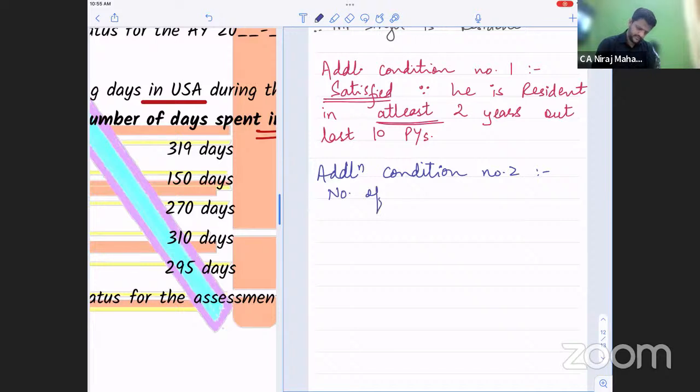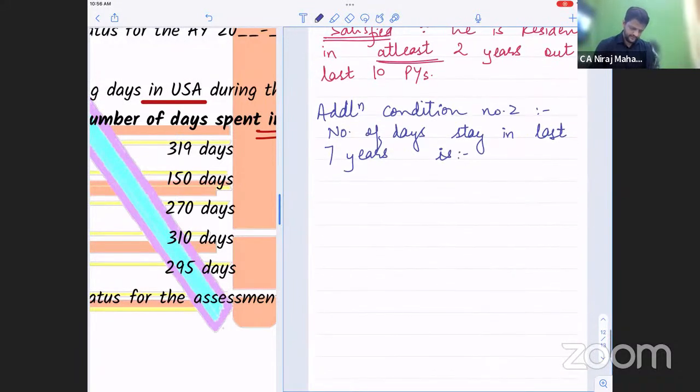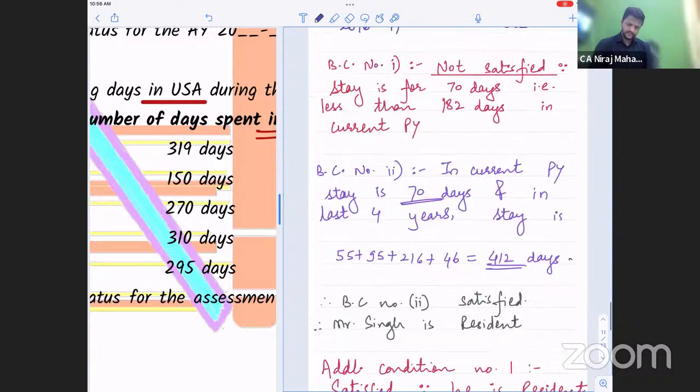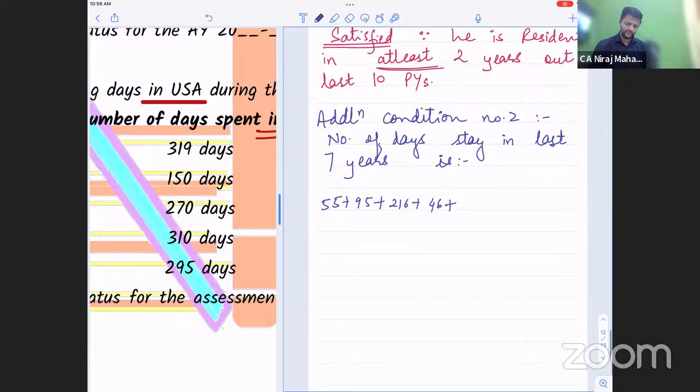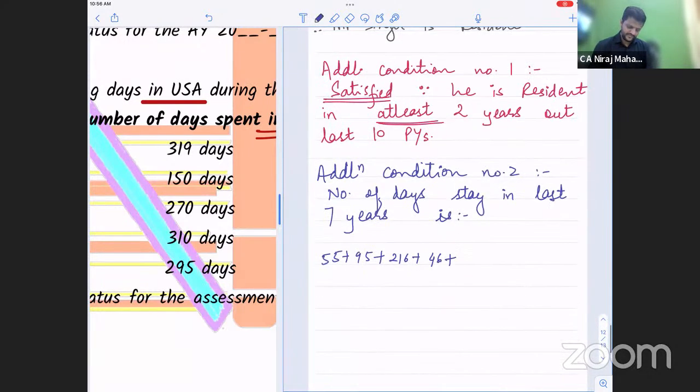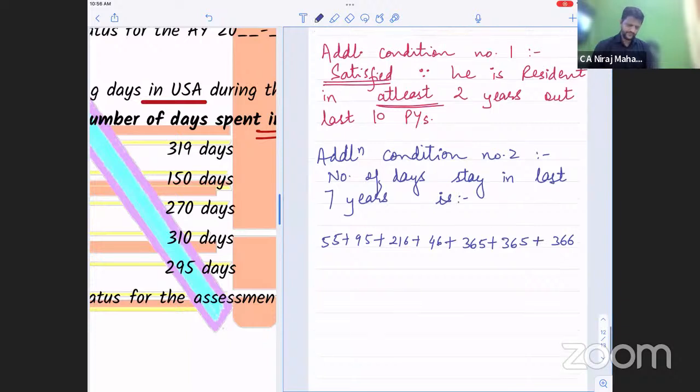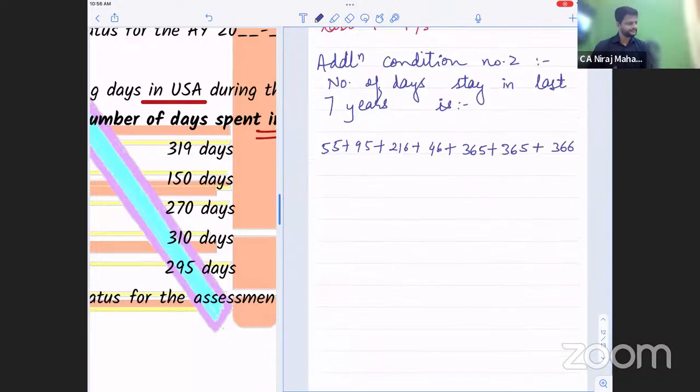Number of days stay in last 7 years is. Check now. Again, I'm writing all the days. 55 plus 95 plus 216, 46. 1, 2, 3, 4. 365, 365, and I think 366. Correct? Right, all of you? Check. 2016 is a leap year, no? 1,508. Very good.